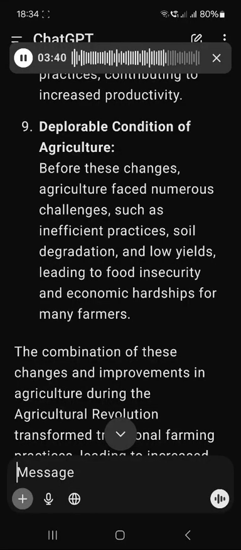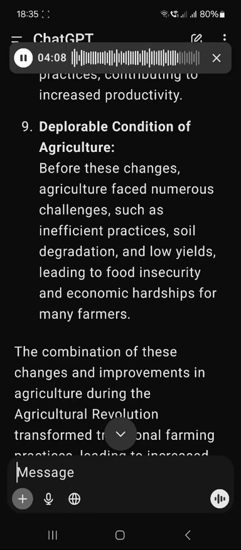5. Enclosure Acts and George's personal efforts. Around 1,500 enclosure acts were passed to consolidate small landholdings into larger, more efficient farms. King George III also supported agricultural progress through his personal efforts. 6. Adoption of new agricultural methods. Farmers increasingly embraced new agricultural methods, such as improved crop varieties, selective breeding of livestock, and mechanized techniques.